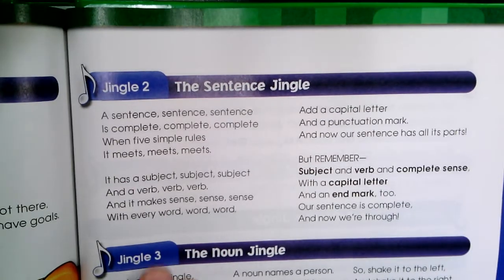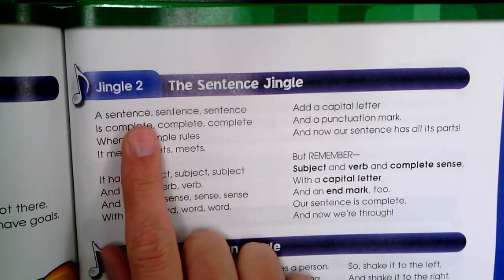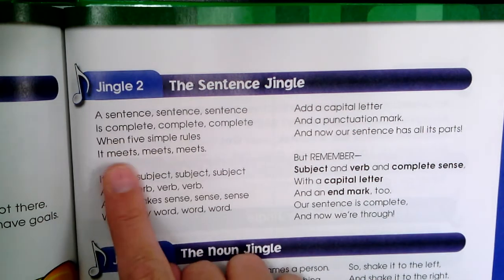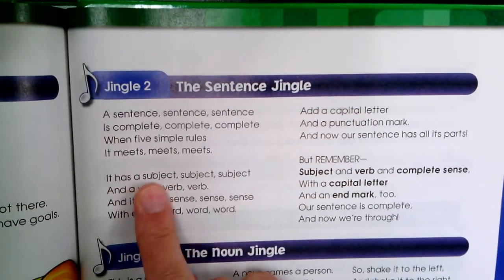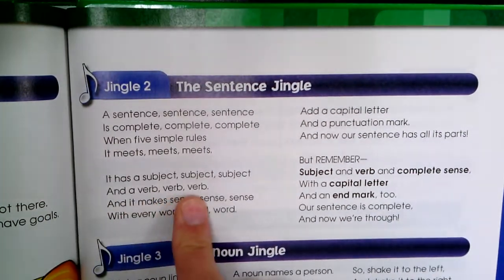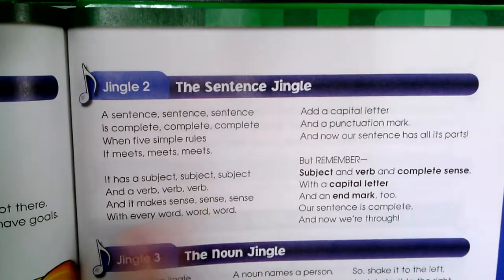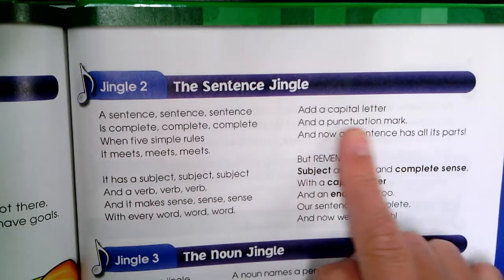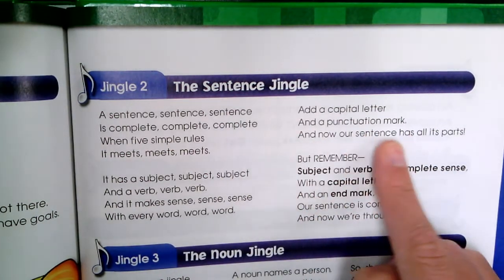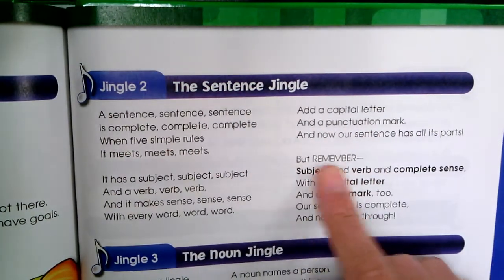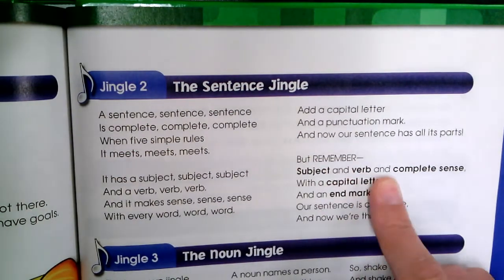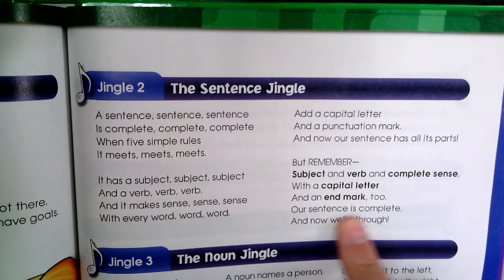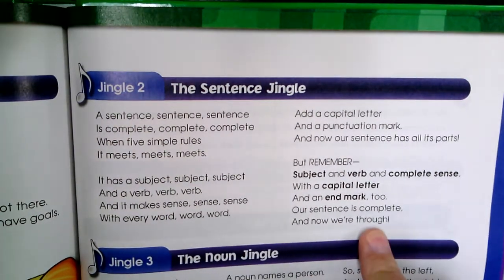Jingle 2. Class, a sentence is complete when five simple rules it meets. It has a subject and a verb, and it makes sense with every word. Add a capital letter, add a punctuation mark, and now our sentence has all its parts. But remember, subject and verb and complete sense with a capital letter and an end mark too. Our sentence is complete, and now we're through.